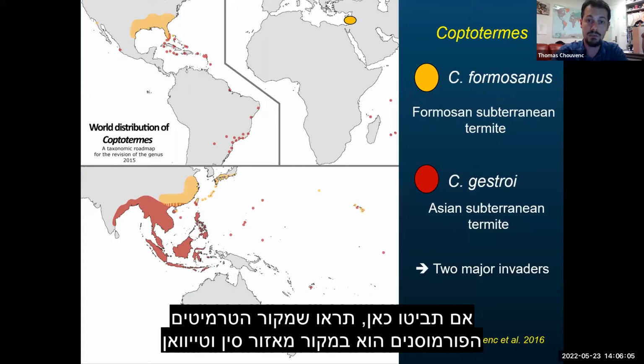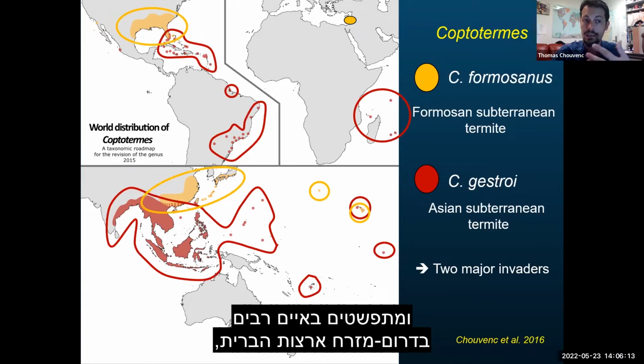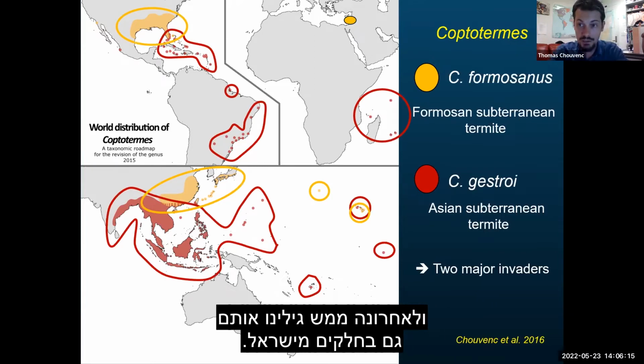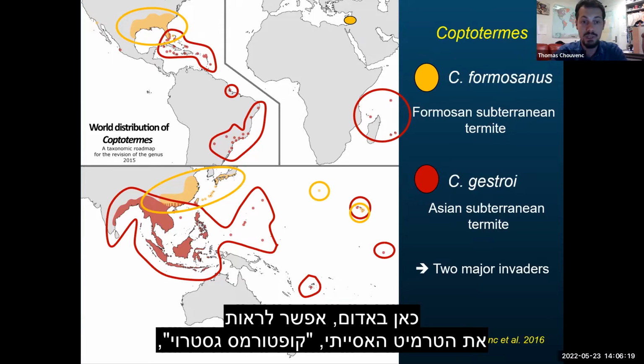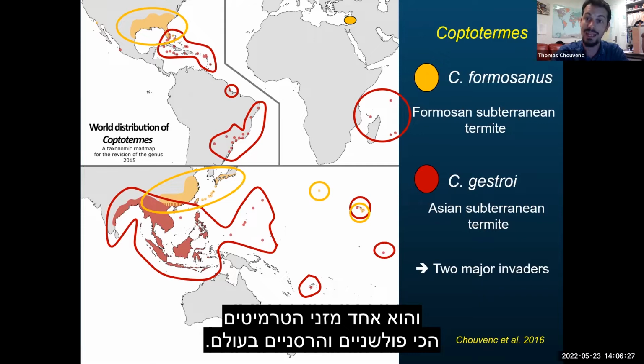So if you look here, for formosanus, they are native to the Chinese and Taiwanese area and have spread to many islands and to the Southeast US. And more recently, we discovered them now in parts of Israel. But in red here, we also have the Asian subterranean termite, Coptotermes gestroi, which is basically throughout the tropics now and is one of the most successful invasive and destructive termites in the world.